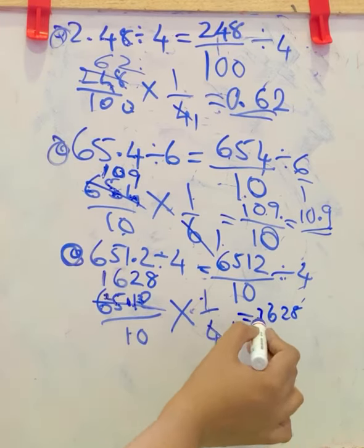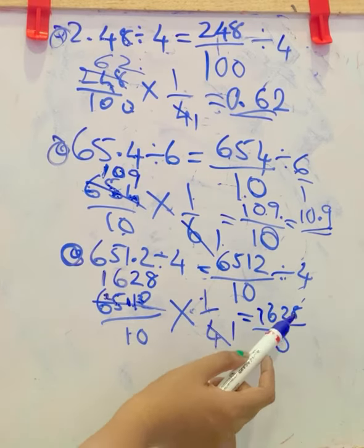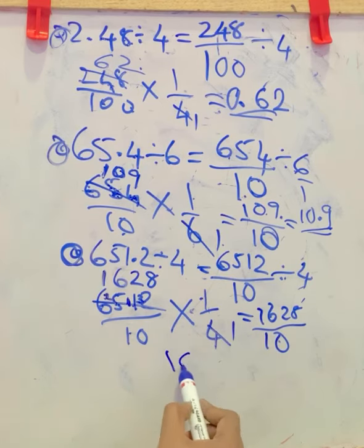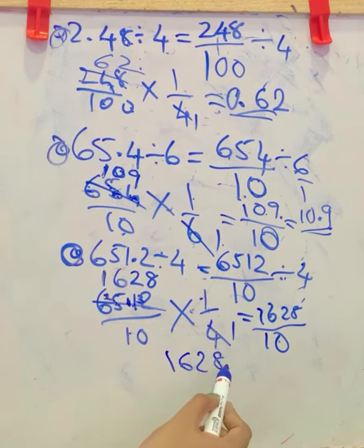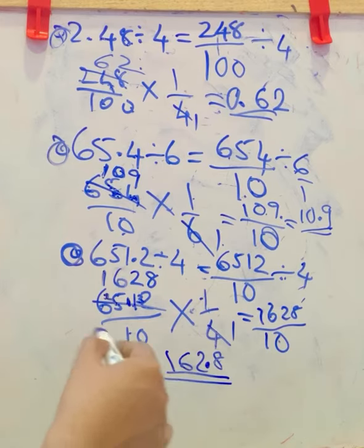So the answer is 1628 into 1 is 1628 by 10 ones are 10. Here in the denominator we have 10, so 1 zero in it. So the decimal moves one place to the left. Here is the decimal, it moves one place to the left, means it reaches here. The answer is 162.8.